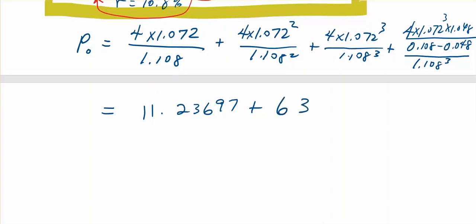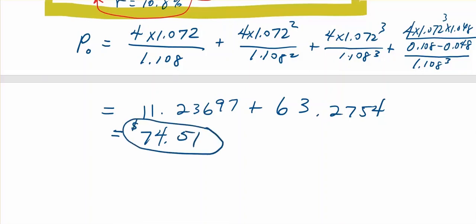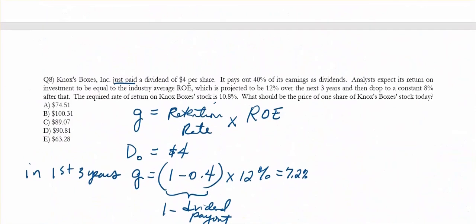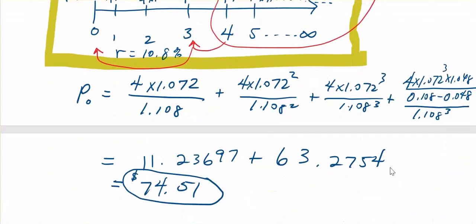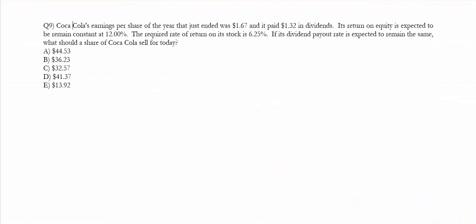which is 63.2754. Add the 2 pieces together, and we get 74.51. We scroll up to see that answer, and it's there, A. Alright, that's probably, in my view, the hardest problem we've done so far in this video. Let's do number 9 now.